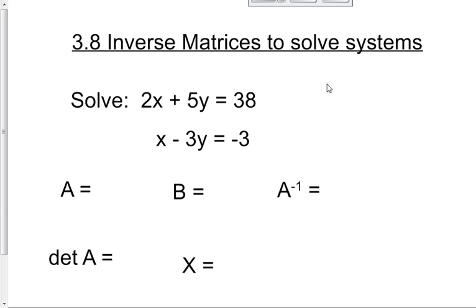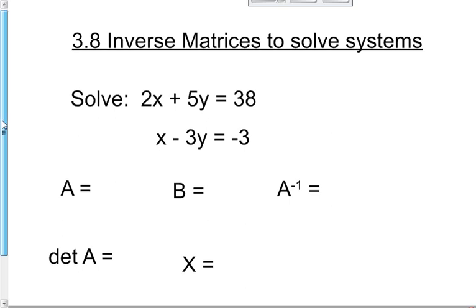Today we're looking at section 3.8, which is using inverse matrices to solve systems of equations. We're actually just going to go through two systems. We're going to do a 2 by 2 by hand, and then I'm going to walk you through a 3 by 3 word problem, and we're going to use our graphing calculators to solve that one. So just two very easy examples.